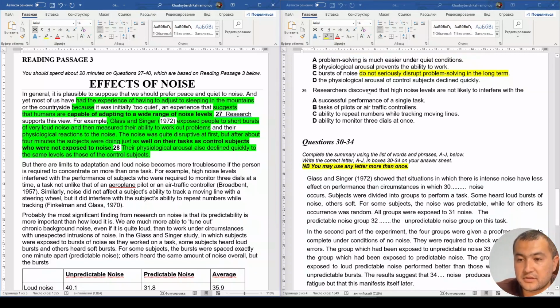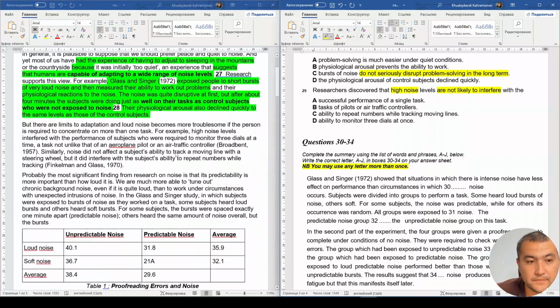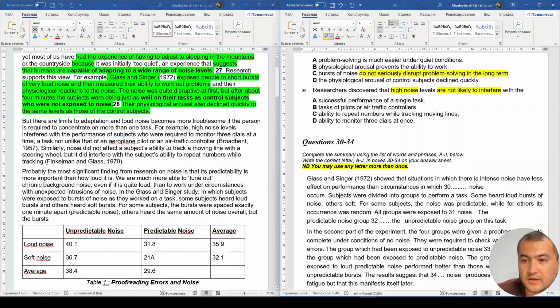The researchers discovered that high noise levels are not likely to interfere, which means not likely to interfere, right? High noise levels not likely to interfere, never ever. So it's a negative sentence. But there are limits to adaptation and loud noise becomes more troublesome, right? We have a keyword here, loud noise.